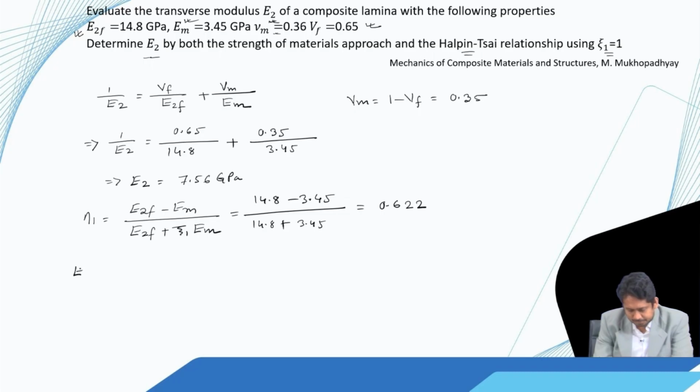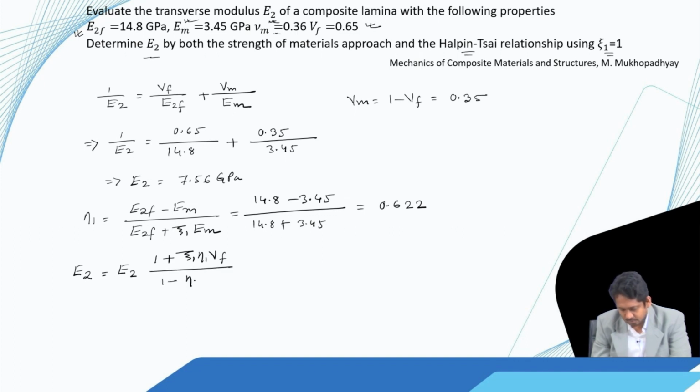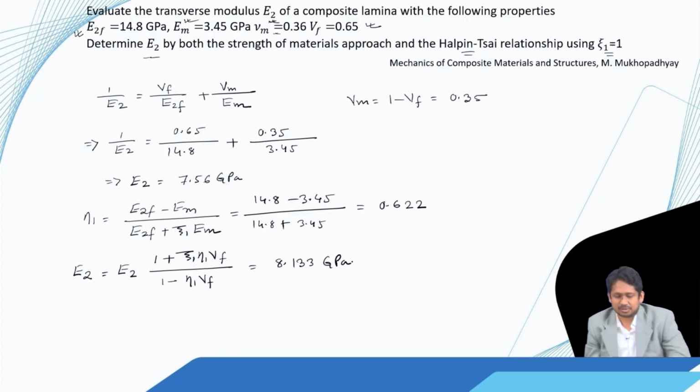Now, we can write the expression for E2, and that expression is Em multiplied by 1 plus xi 1 eta 1 Vf divided by 1 minus eta 1 Vf. Eta 1 we have already found out. So, if we put all the values, the value that we get is 8.133 GPa. So, these are the two values obtained from the two different approaches.